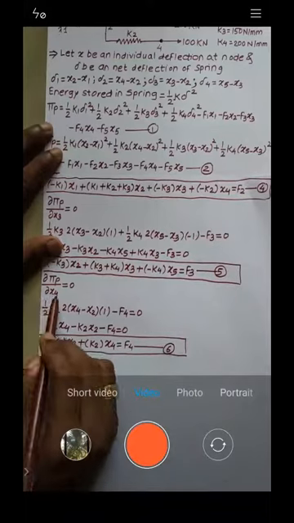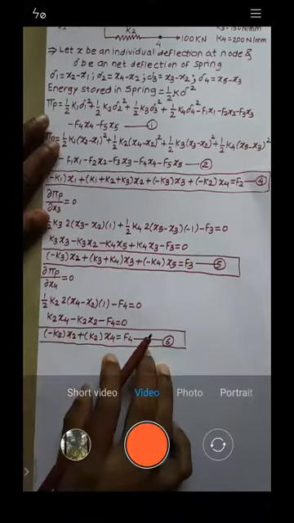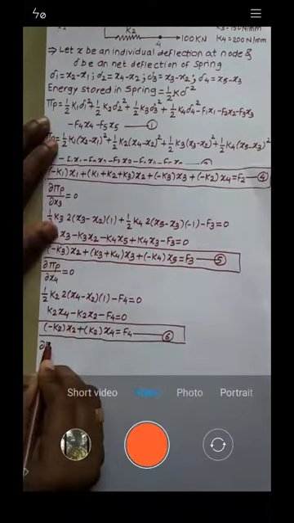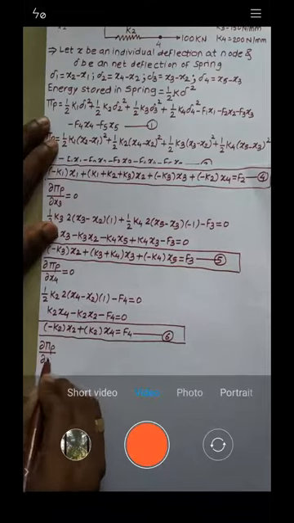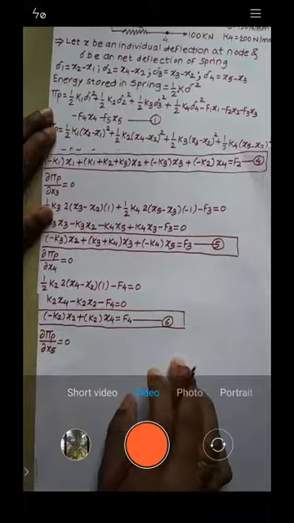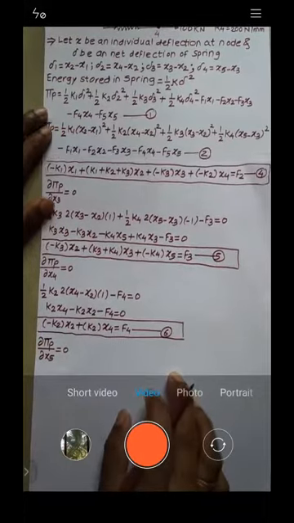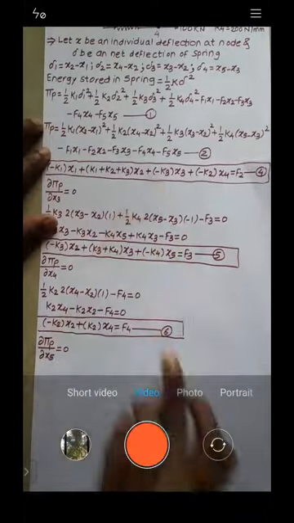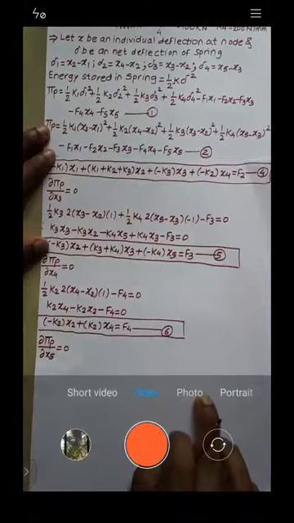You see, you have differentiated with respect to x4. Now differentiate with respect to x5. Okay, differentiate it with respect to x5 and equate it to 0. Just equate to 0. Okay, now differentiate this term partially with respect to x5.